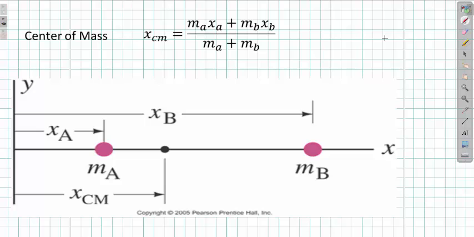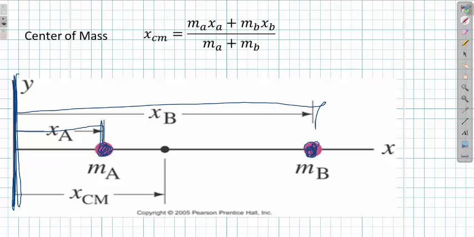So in the case of what's in front of you, you have 2 points. You have a mass A and you have a mass B. There are 2 different masses. You sitting at some point over here, you know the distance here. You know the distance here.